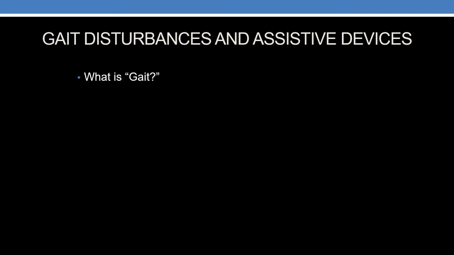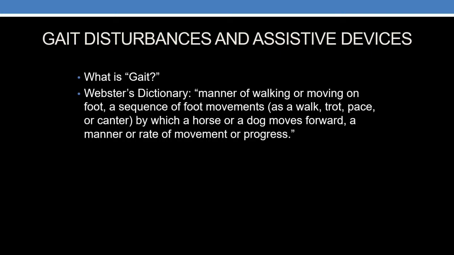So first of all, let's begin by defining gait. What is gait? Well, according to Webster's dictionary, gait is a manner of walking or moving on foot. It's a sequence of foot movements, as in a walk, a trot, a pace, or a canter, by which a horse or a dog moves forward, a manner or rate of movement or progress. Now, we're not going to be examining horses or dogs, but this definition is illustrative.